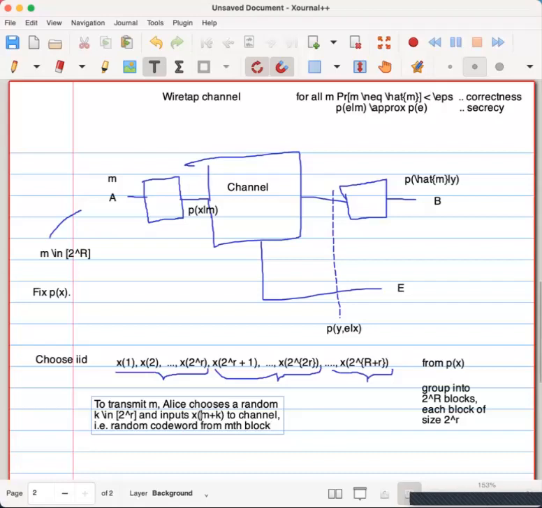For the mth block, I think this has to be m minus 1 probably. You can figure it out. So the idea is to choose a random code word from the mth block and transmit it to the channel. Is this clear?